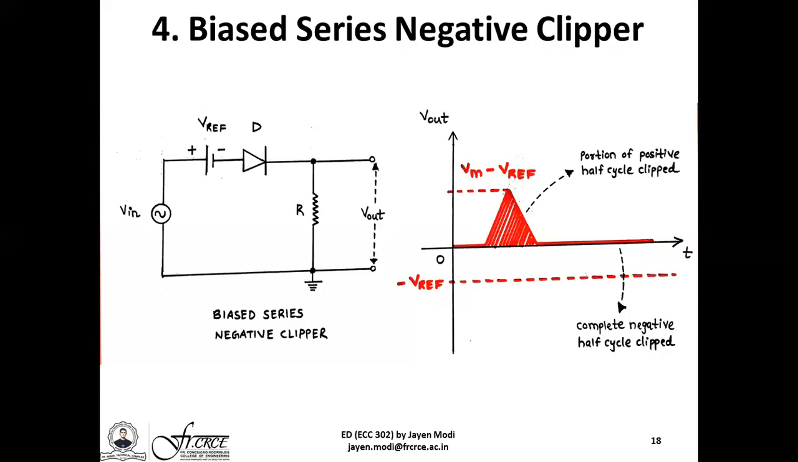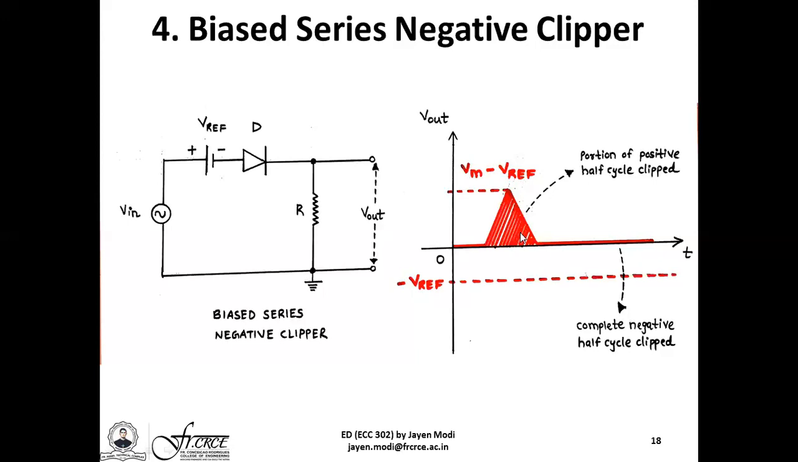Once this happens, you have a small AC output signal with a peak amplitude of plus Vm minus Vref, whereas since the circuit was a negative clipper, you have the entire negative half cycle completely removed. However, you are able to still control the positive half cycle thanks to the DC reference voltage Vref. So the maximum positive AC amplitude will be limited to a value Vm minus Vref.